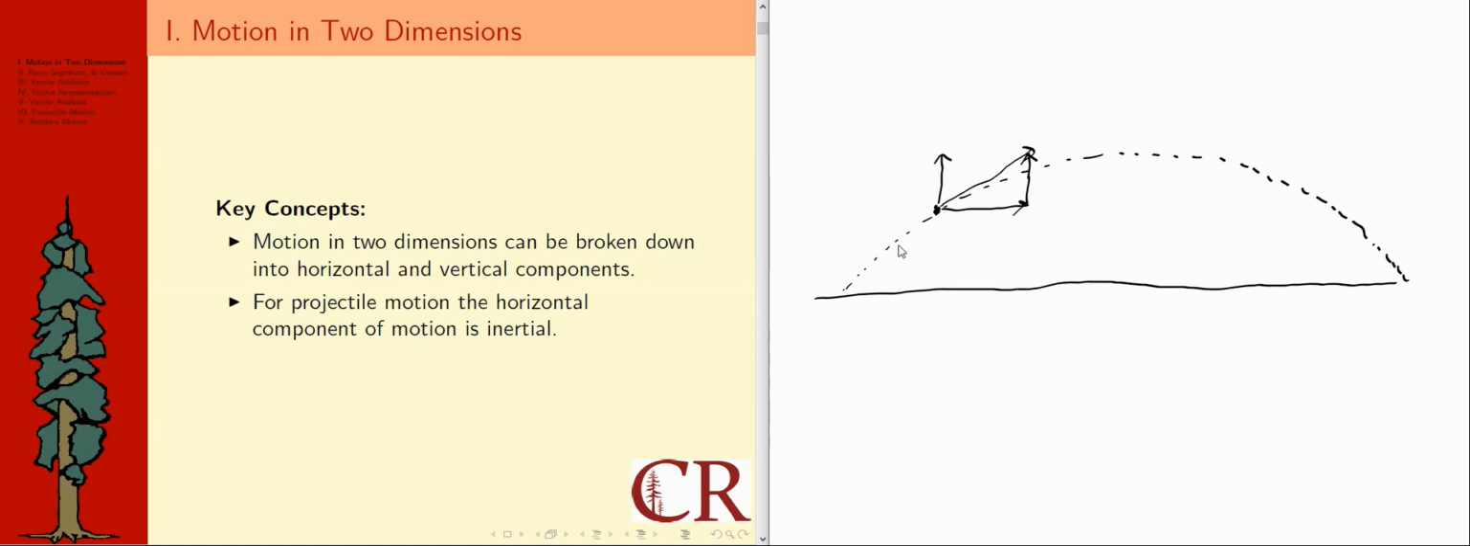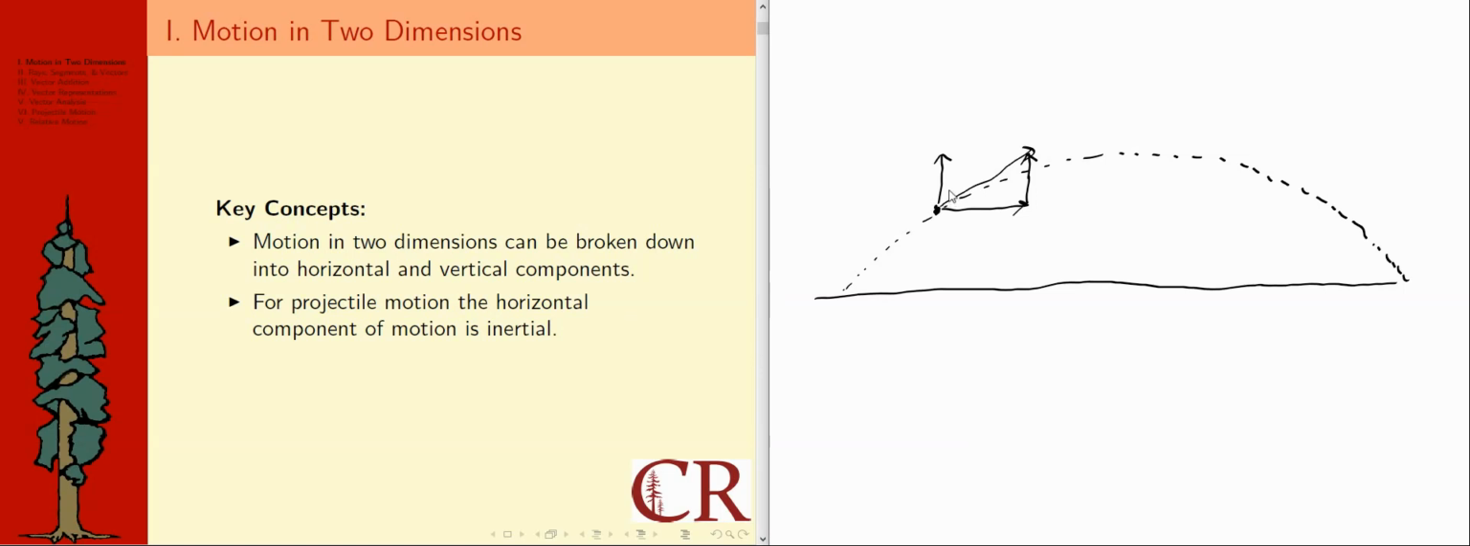And that's what it means when we say we can break down this motion into both horizontal and vertical components. The second key concept, so again, I've drawn projectile motion here. That's what that refers to. So for projectile motion, the horizontal component of motion is inertial. Maybe I should have stated here, for projectile motion in the absence of air resistance, but a lot of times in this class, we're going to have to just assume that.